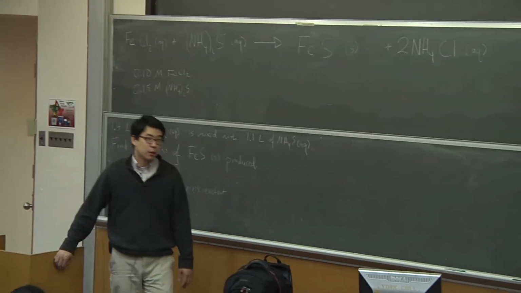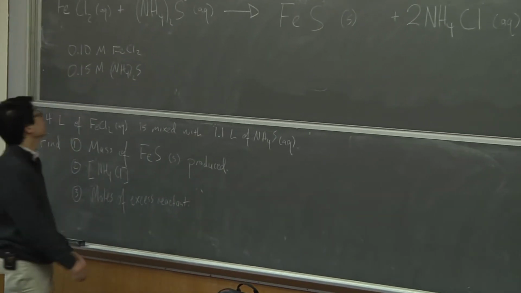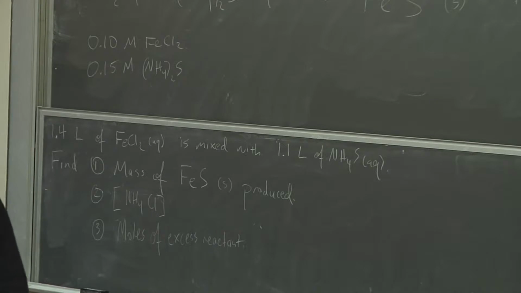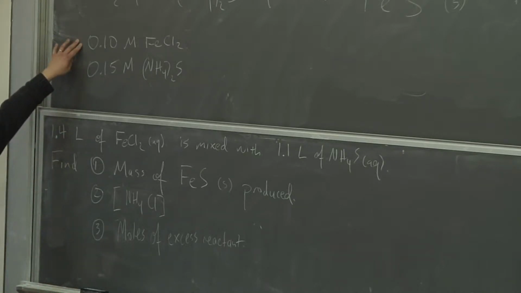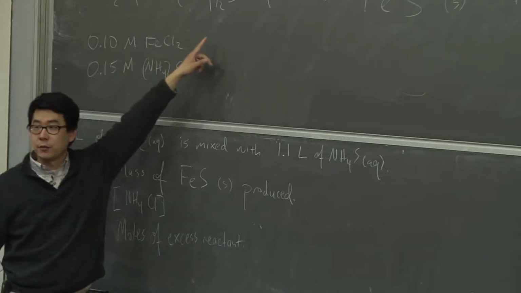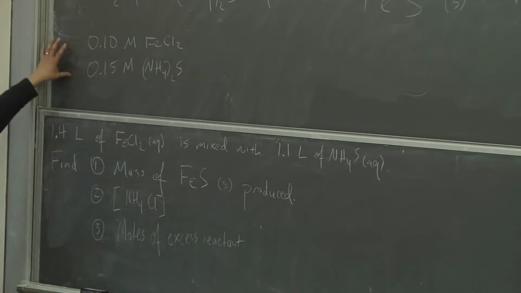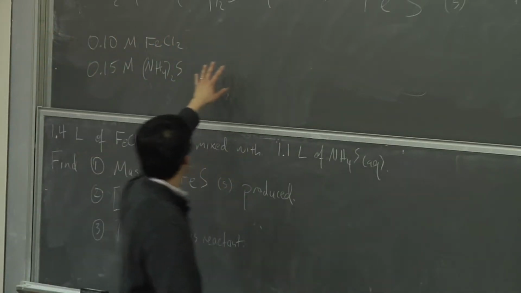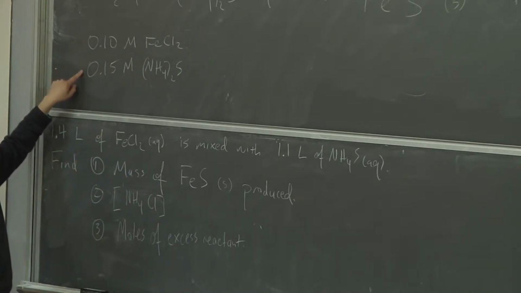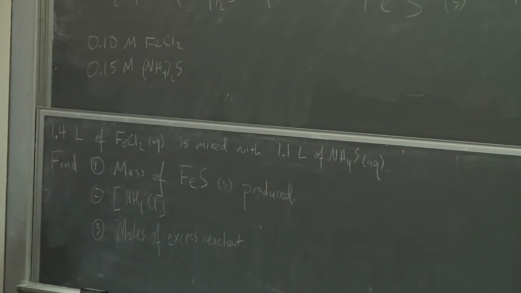During your break, I erased the complete ionic and net ionic equations. I left the molecular equation, and now we're going to use the same equation and do some math. I've got 0.10 molar FeCl2 and 0.15 molar (NH4)2S, ammonium sulfide. Instead of a generic equation, 1.4 liters of this solution is mixed with 1.1 liters of this solution. Find the mass of FeS produced, find the concentration of NH4Cl, find the moles of excess reactant.